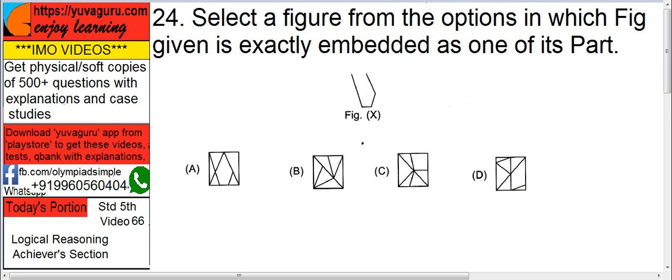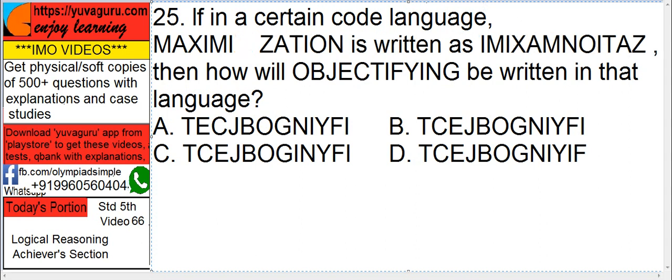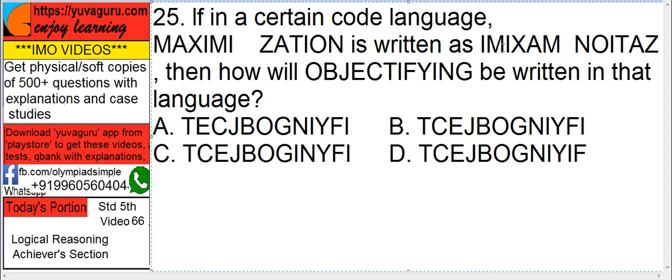Required. In a certain code language, if maximization is written as [the given code], then how will objectifying be written? Now look at this word. Actually, this word is broken into two parts and then each part is reversed. So here this is maximi and then zation, like this. Similarly, you will have to do it with objectifying.